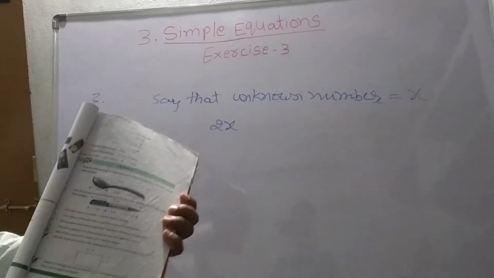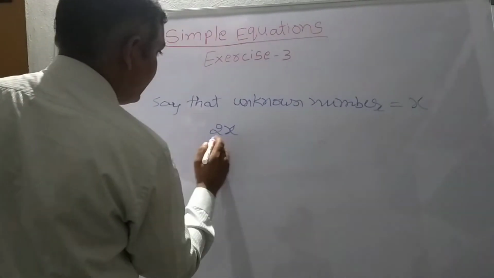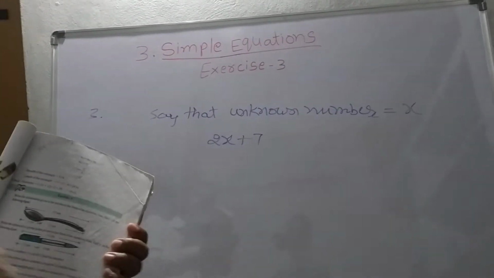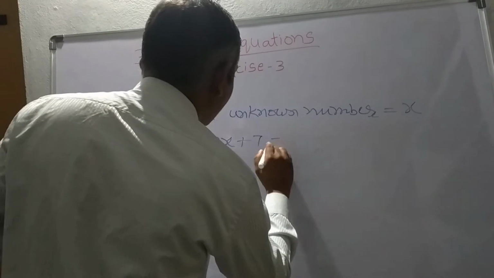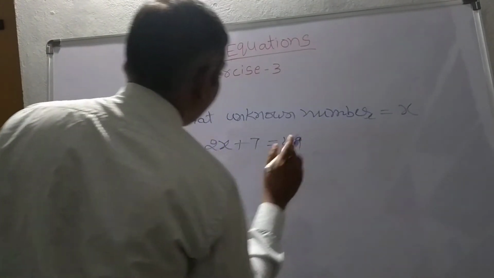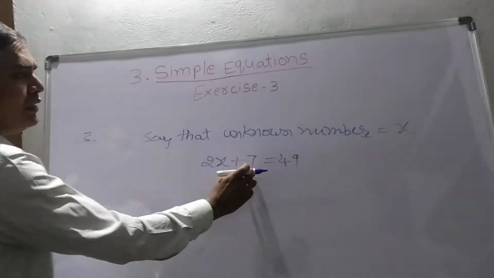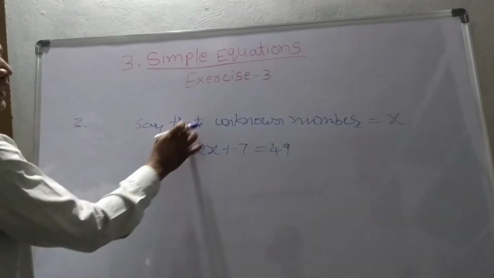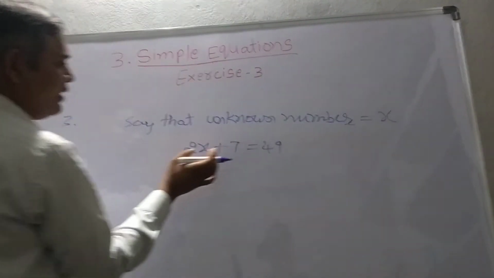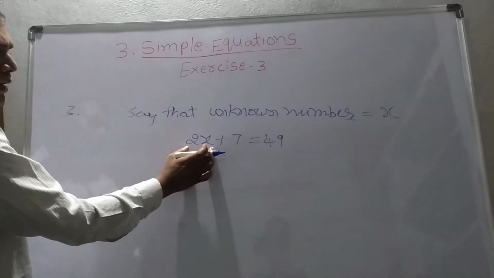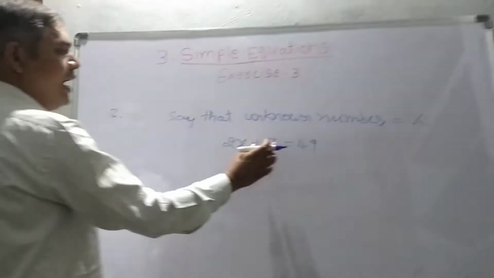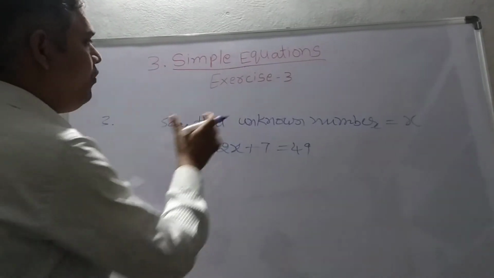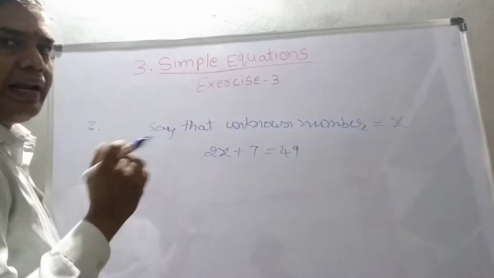If we add 7, now we are adding 7 to twice a number and we get 49, that is equal to 49. We get a simple equation: 2x plus 7 is equal to 49. We say the unknown number is x. If we double that number, multiplying with 2, we get 2x. If we add 7, that is equal to 49. This is a simple equation. If we solve the simple equation, we can get the answer.